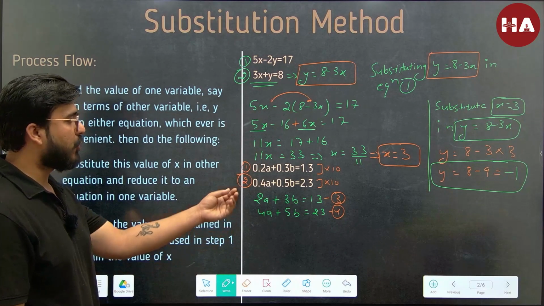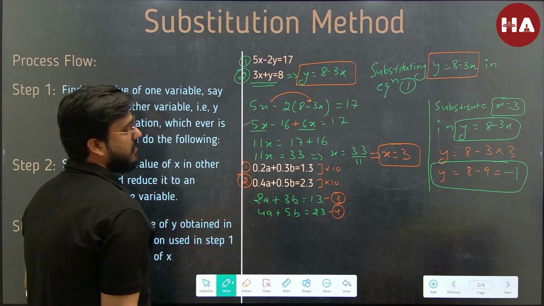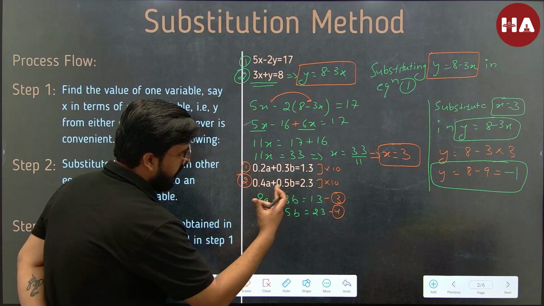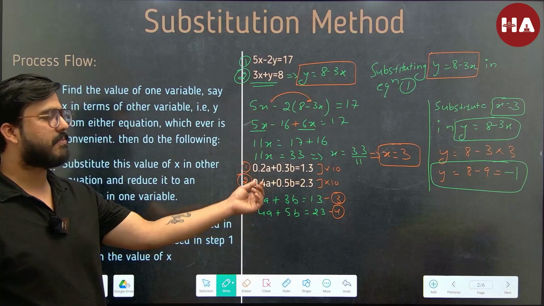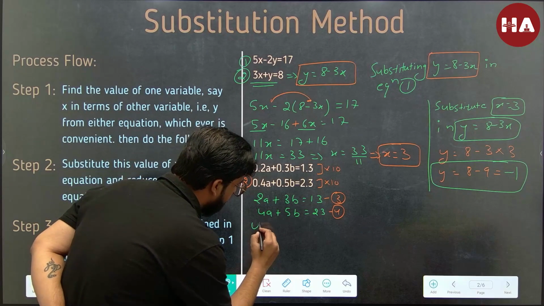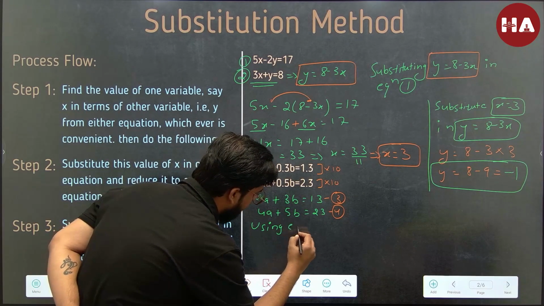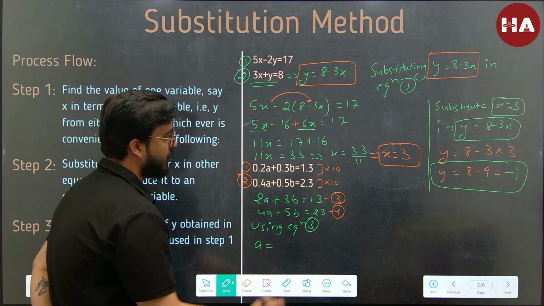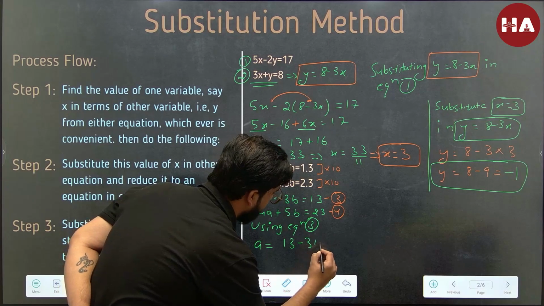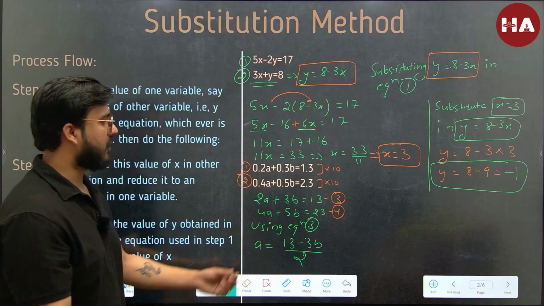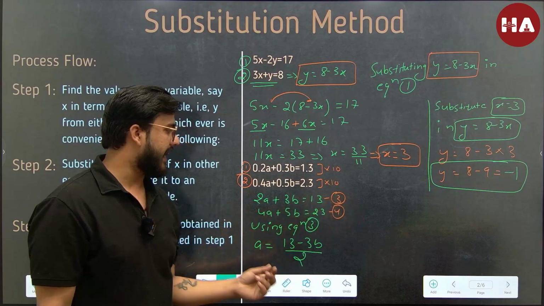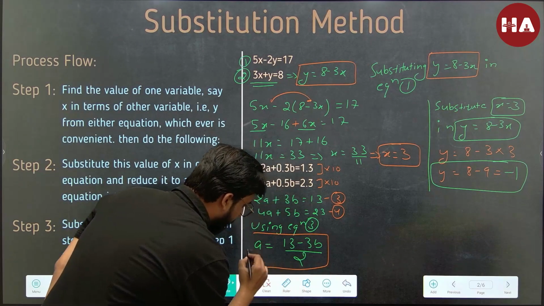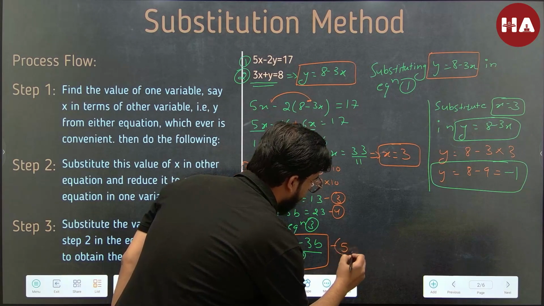Okay, now it's up to you. Choose any variable and make it the subject. So here I can see that if I make a the subject from equation 3, so using equation 3, a will be what? a will be equal to 13 minus 3b over 2. So this will be going to the right hand side and 2 will be coming in the division part.